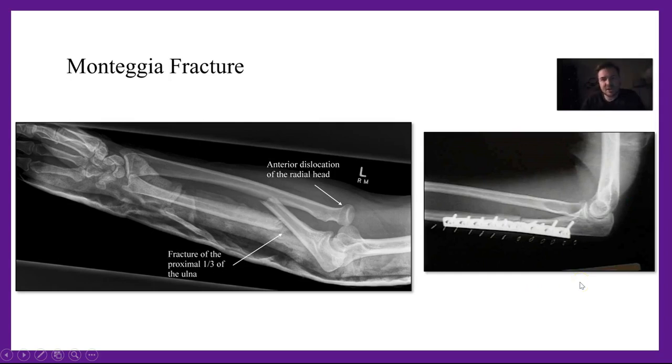It's called a Monteggia fracture. This is a fracture and dislocation in one. So it's a fracture of the proximal 1/3 of the ulna with a concomitant anterior dislocation of the radial head. And so I encourage you guys to look that up. So they reduce the radial head and they fix the fracture through plate and screws. These little lines that you see here are staples in the skin to close the incision. So they show up on the x-ray.